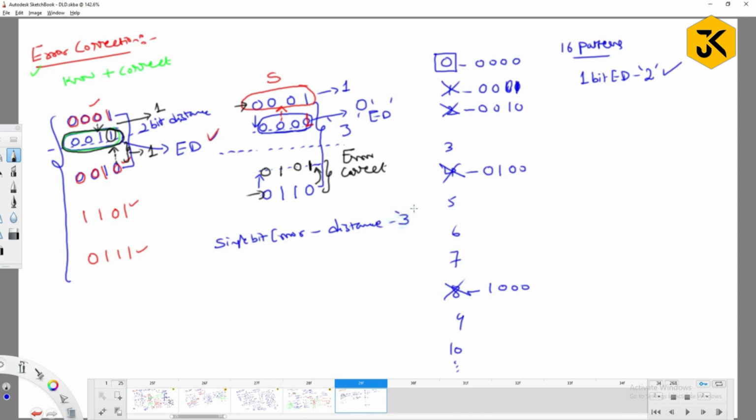The distance between two valid patterns is 3. If you would like to correct 2 bit error, the distance between two valid patterns should be 5. Similarly, if you would like to correct 3 bit error, the distance between two valid patterns should be 7. So if you simply generalize, if you would like to correct t bit error, the distance between two valid patterns is compulsory greater than or equal to 2t plus 1. This is what you can generalize with this example.